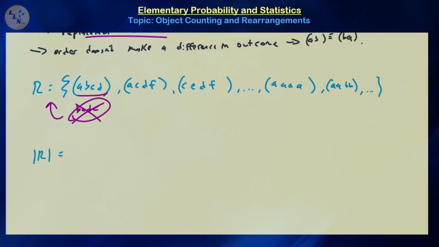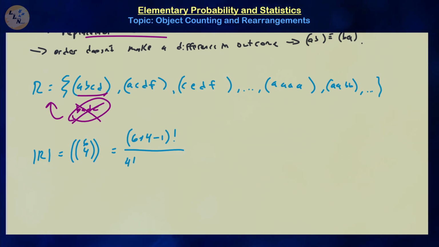So that means the number of rearrangements is going to be equal to 6 multi-choose 4. So it's going to be equal to 6 plus 4 minus 1, the quantity factorial, all over 4 factorial times 6 minus 1, the quantity factorial. And that's going to come out to 126.